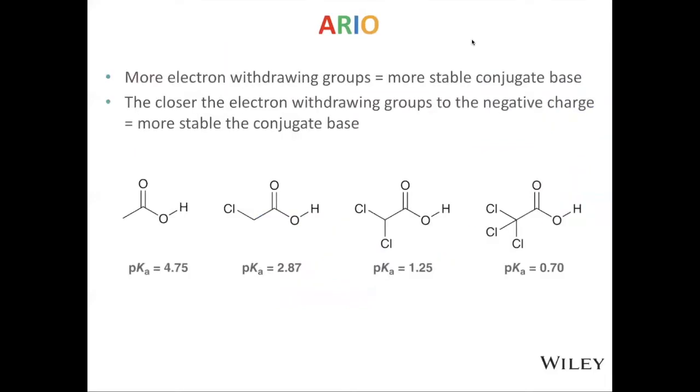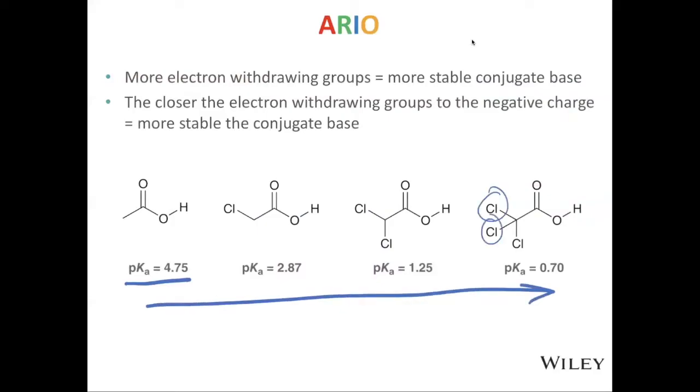And here's just an example. The pKa of acetic acid by itself with no electron withdrawing groups is 4.75. And we can see that the pKa decreases as we go across, where we have 3 electron withdrawing groups that are all pulling electron density away, and then when we have that conjugate base where there's a negative charge out here, then that is going to be stabilized.